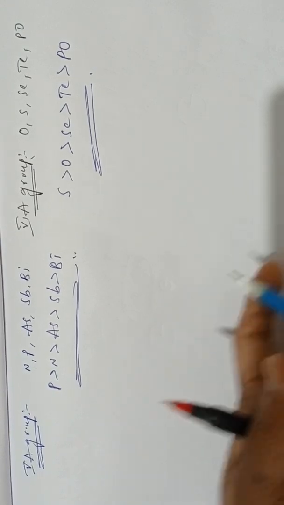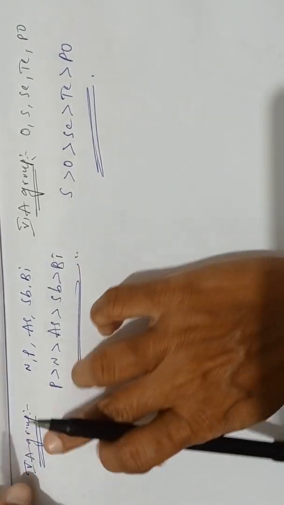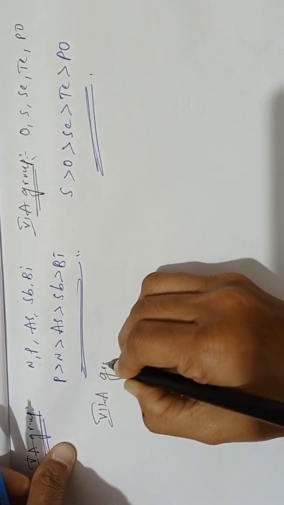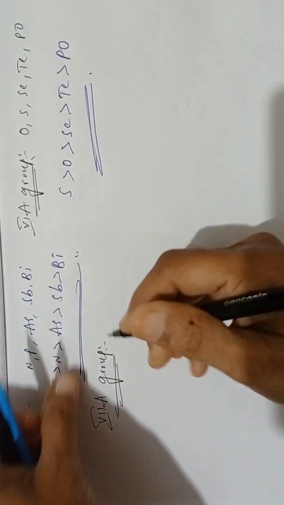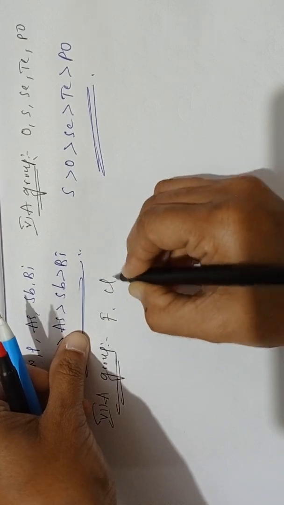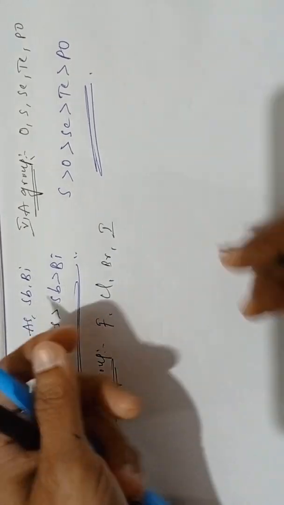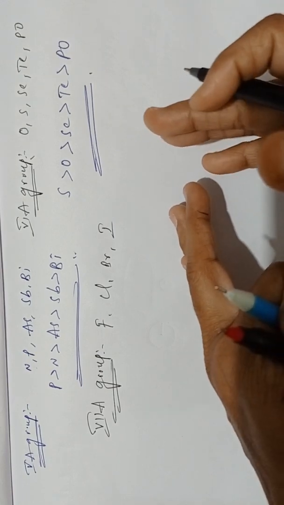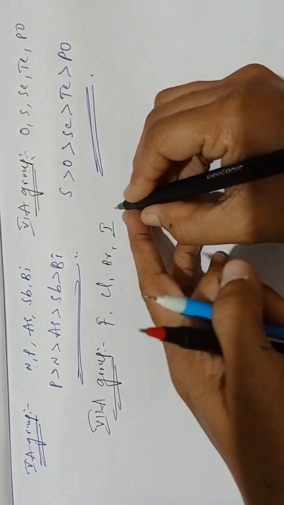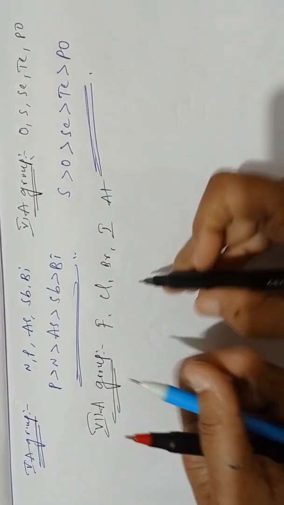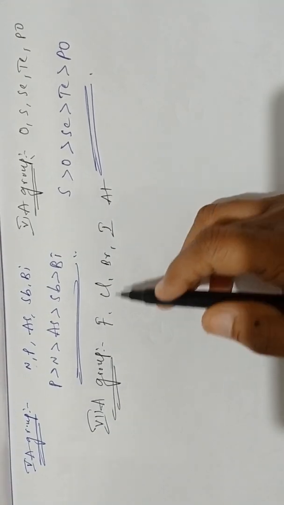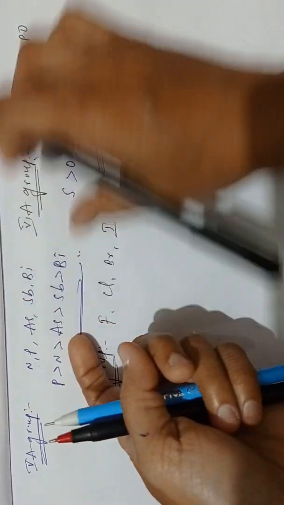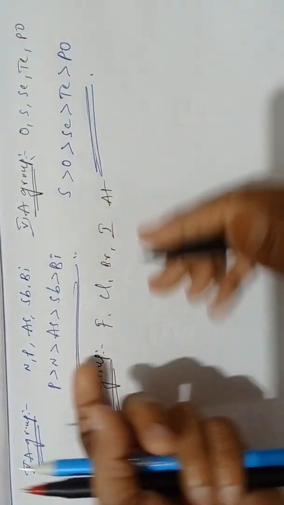This is the fifth and sixth A group over. Now the seventh A group elements. What about the seventh A group elements, students? Fluorine, chlorine, bromine, iodine, and astatine also. Which has more electron affinity? The same order, students, that we followed, you have to write as it is.